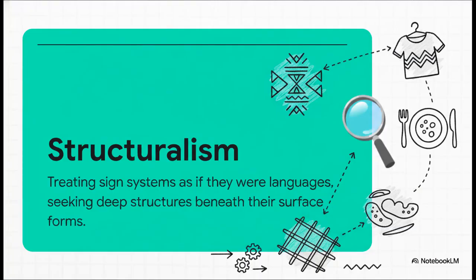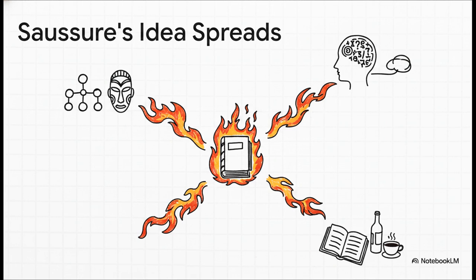Well, the core idea was pretty radical for its time. It said you could take almost anything, a myth, a fashion magazine, even a wrestling match, and analyze it like a language. The whole point was to dig beneath the surface, to find the hidden grammar, the deep structures and rules that were secretly giving it all meaning. And man, did this idea catch on. It just spread like wildfire across different fields.